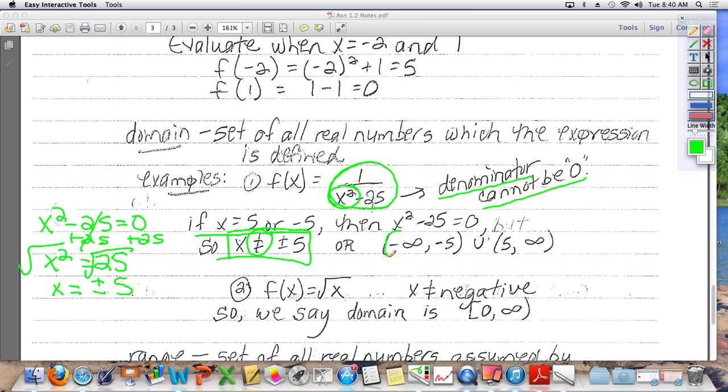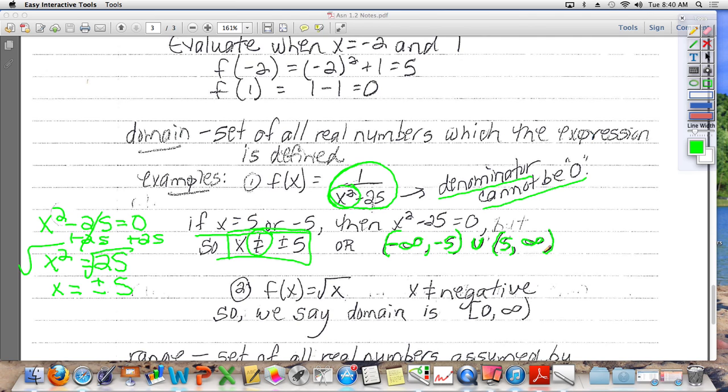Notice the use of my parenthesis. Any answer will work from negative infinity all the way up to negative 5. Can it be negative 5 though? It cannot actually be negative 5, so I have a parenthesis here. The parenthesis means it doesn't include the negative 5. What does this U mean? Do you guys remember that from last year? It means or. It can be anything from a positive 5 all the way to infinity.